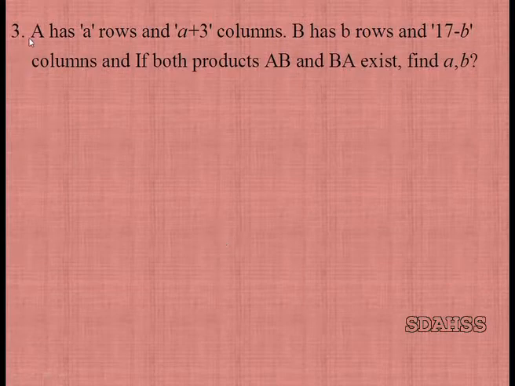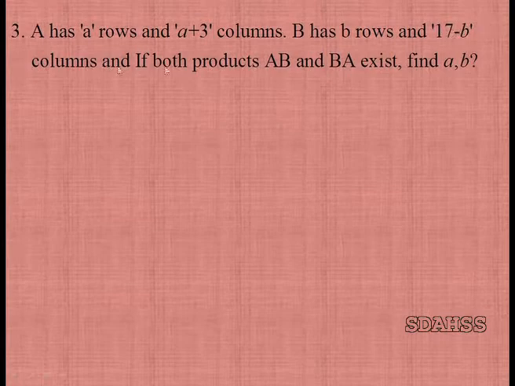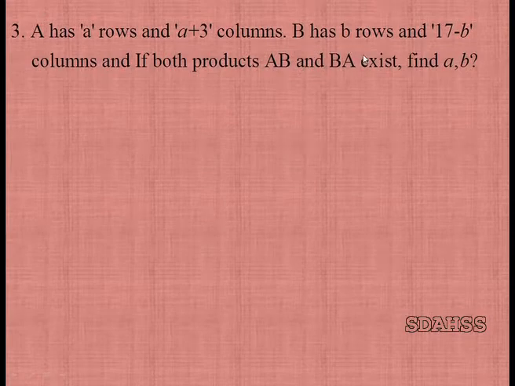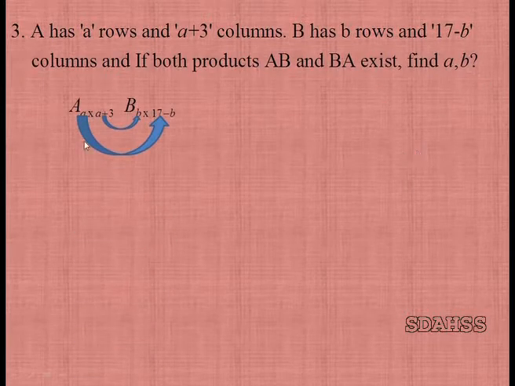Third sum. A has a rows and a plus 3 columns. B has b rows and 17 minus b columns. If both products AB and BA exist, find the value of a comma b. Here A has a rows and a plus 3 columns.